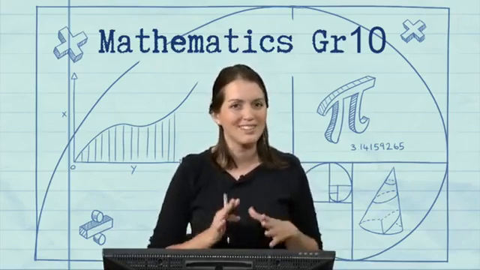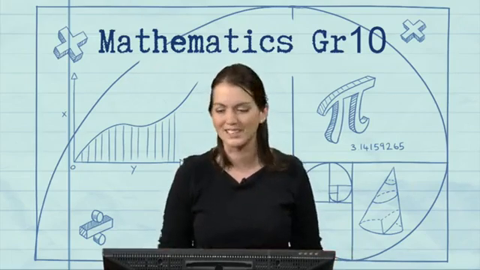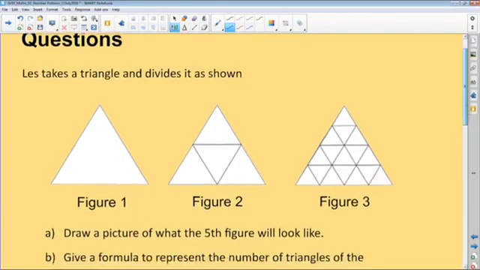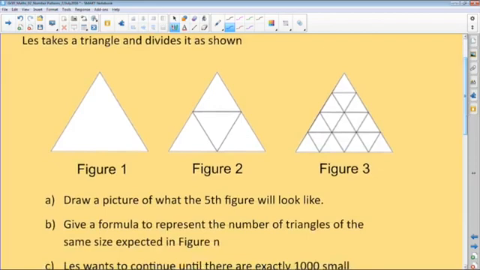Now, by more interesting, I mean it's going to have a picture, and I like pictures. So the next slide says, Les takes a triangle and divides it as shown. We have figure 1, figure 2. It's the same triangle, but now it's got 4 triangles inside, and figure 3. So there is 1 triangle in figure 1, 4 triangles in figure 2, and 16 triangles in figure 3.